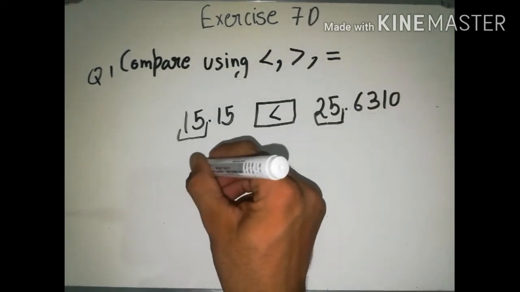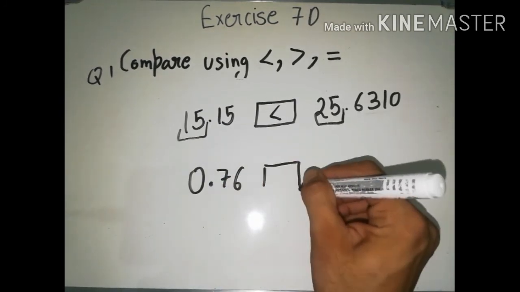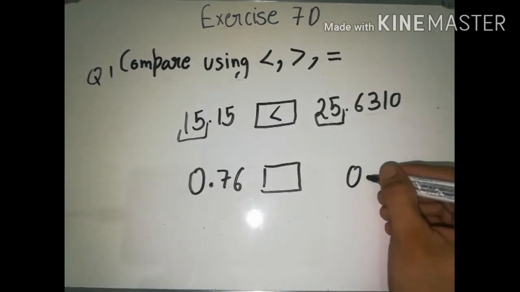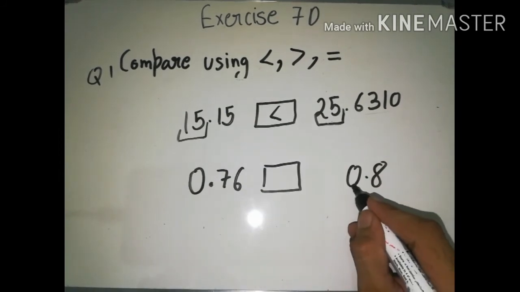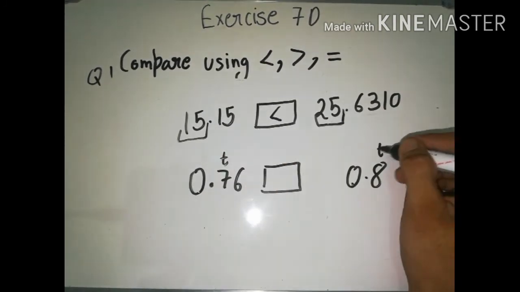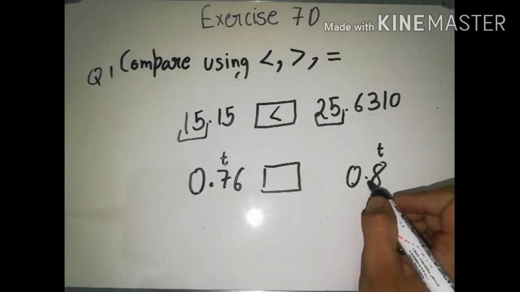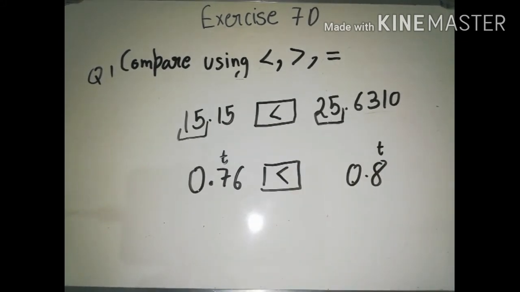One more, 0.76 compared with 0.8. Whole number part 0, 0. Then check the tenths place. Here is 7, here is 8. So 8 is bigger, means this decimal is bigger.